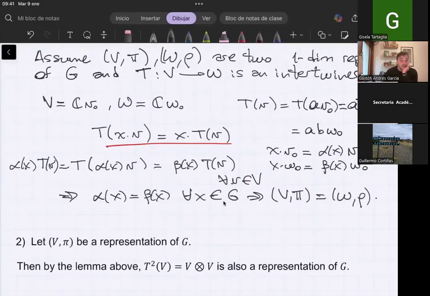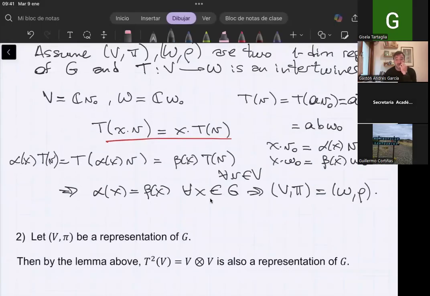Yes, if they are not equal, they are non-isomorphic. So this is easy to detect if we have different non-isomorphic one-dimensional representations. For a representation of bigger dimension, we have to work more.